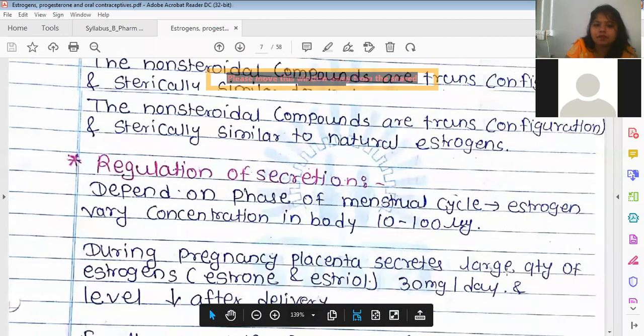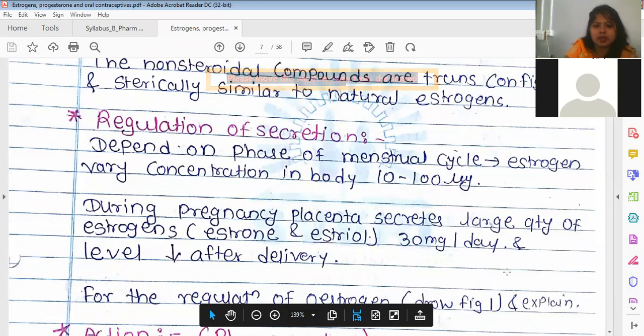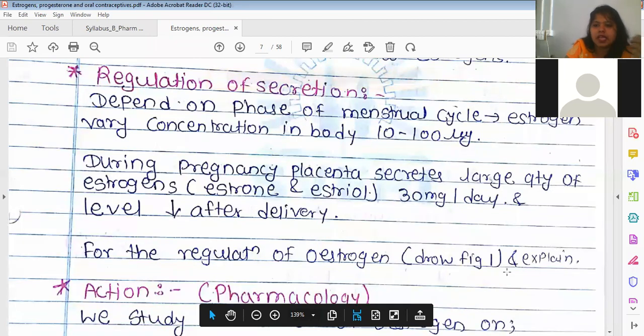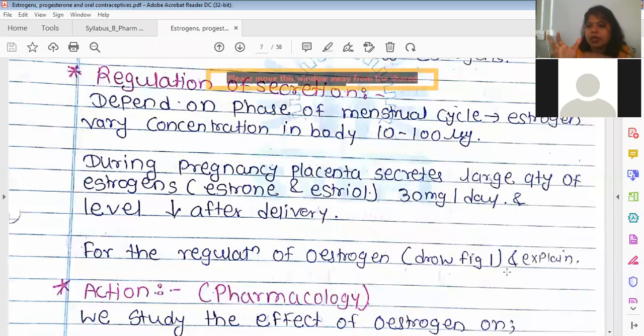Clear everyone? Then regulation of the secretion depends upon the phase of the menstrual cycle. The estrogen varies in concentration from 10 to 100 microgram. म्हणजे जसं पहिल्यांदा बघितलं आपण तसं कुठल्या दिवशी आपण टेस्ट करतोय ह्याच्यावर ठरतं की बॉडीत किती इस्ट्रोजन प्रेझेंट आहे. Why? Because women are continuously undergoing menstrual changes. During pregnancy, the placenta will secrete a large quantity of estrogen, that is 30 mg per day, and that level decreases after the delivery, because during pregnancy, to maintain the pregnancy situation, estrogen plays the major role.